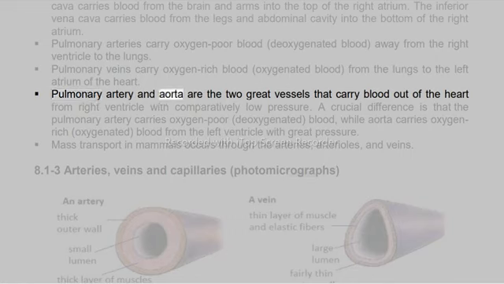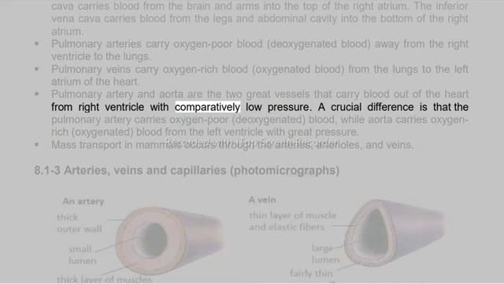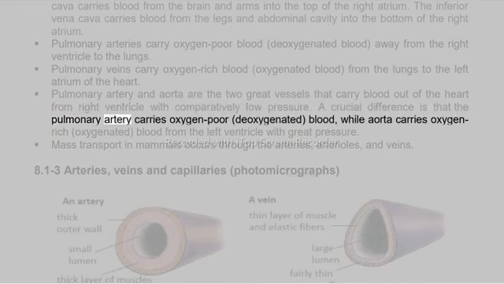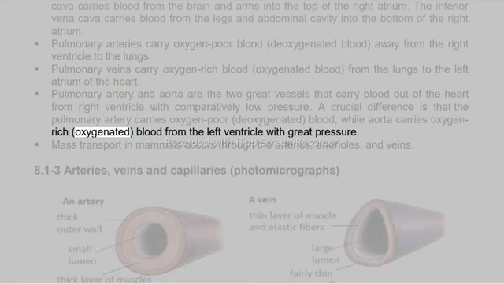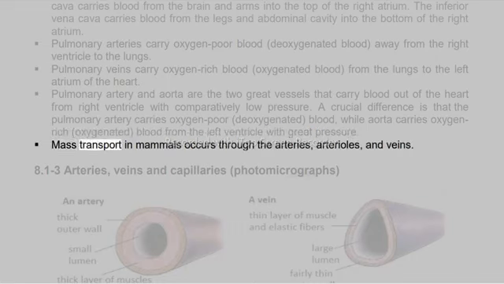The pulmonary artery and aorta are the two great vessels that carry blood out of the heart. The pulmonary artery carries blood from the right ventricle with comparatively low pressure. A crucial difference is that the pulmonary artery carries oxygen-poor, deoxygenated blood, while the aorta carries oxygen-rich, oxygenated blood from the left ventricle with great pressure. Mass transport in mammals occurs through the arteries, arterioles, and veins.